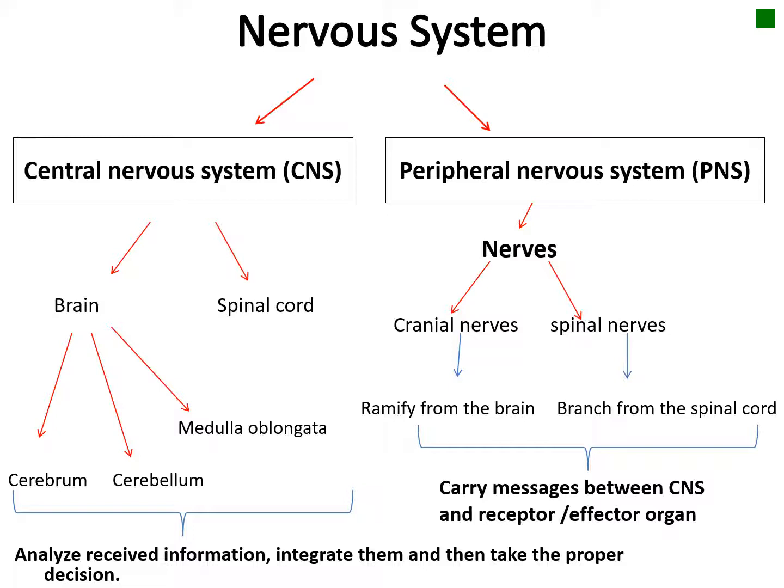So we have two parts, central and peripheral. Central is composed of brain and spinal cord. The brain has three main parts: cerebrum, cerebellum, and the medulla oblongata. They have a role of analyzing the received information, integrating it, and taking the proper decision. While the nerves, we have cranial and spinal. Cranial ramify from the cranium, the brain, and spinal ramify from the spinal cord. They have an important role of carrying information and messages between the central nervous system and the receptor or the effector organs.